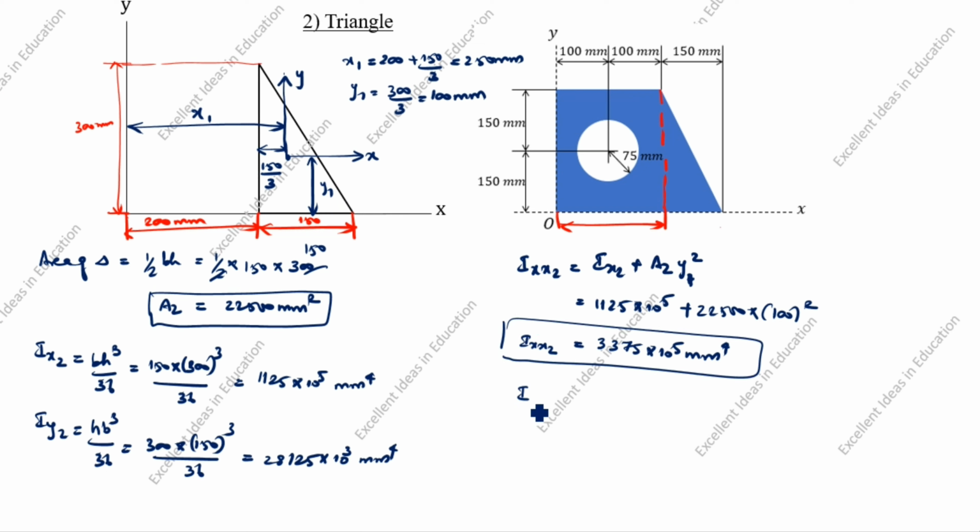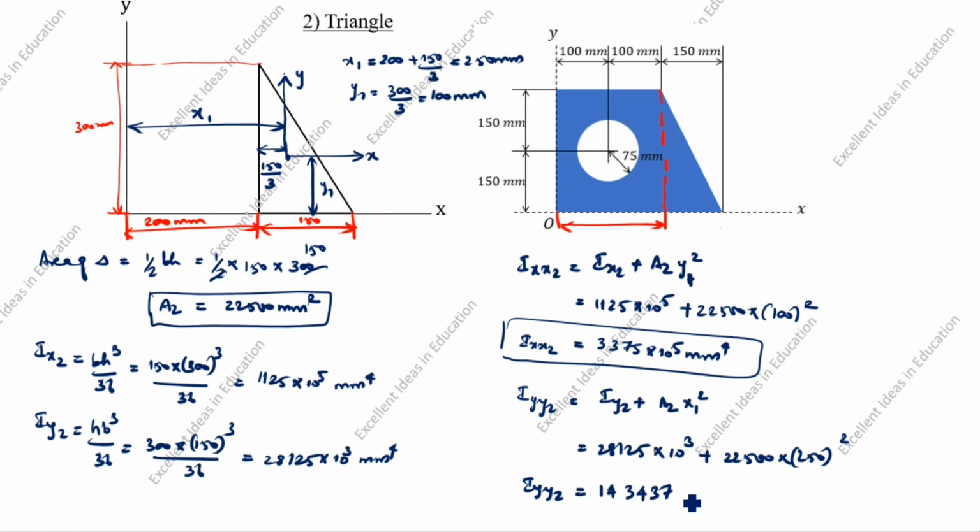Now we will calculate the parallel axis theorem about the y axis. Iyy2 is equal to Iy2 plus A2 x1 square. Iy2 value is 28125 into 10 power 3 plus A2 value is 22,500 into, so x1 value is 250. So 250 square. Iyy2 is equal to 1434375 into 10 power 3 mm power 4. Now we calculated Ixx and Iyy value. Now what is remaining? Circle.